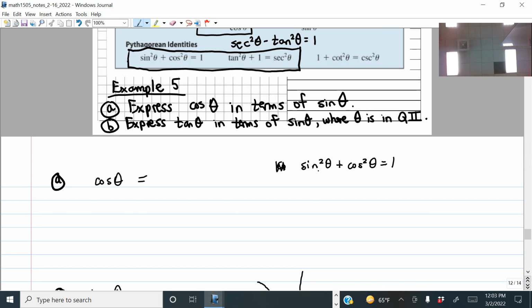Oh, by the way, maybe I didn't mention this. Sine squared theta is the same as sine of theta, squared. We often write this expression with the exponent above the sine, but it means the same as taking the sine of theta and squaring it. So cosine squared theta means the same as taking the cosine of theta and squaring it.